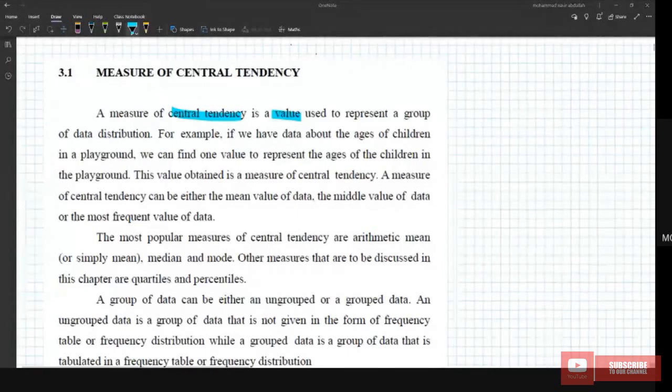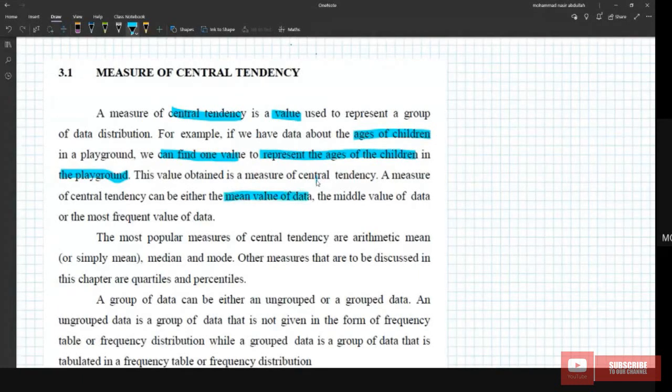For example, if we have data of the age of children in a playground, we can find one value to represent the age of children in the playground, right? Such as mean, mode, or median. So a measure of central tendency can be either the mean of the data, the middle value of the data, which is the median, or the most frequent value of the data.